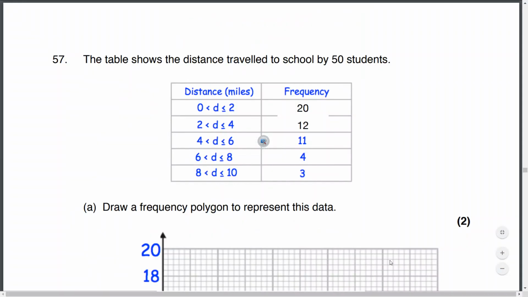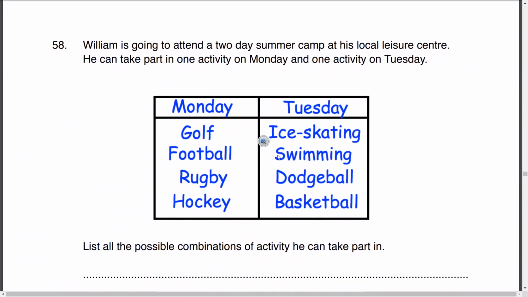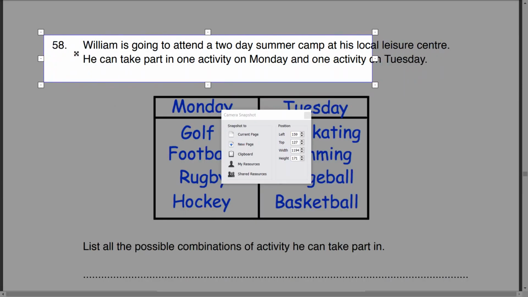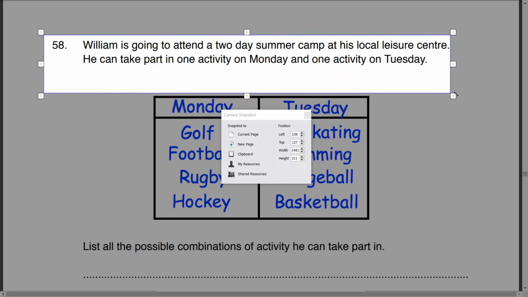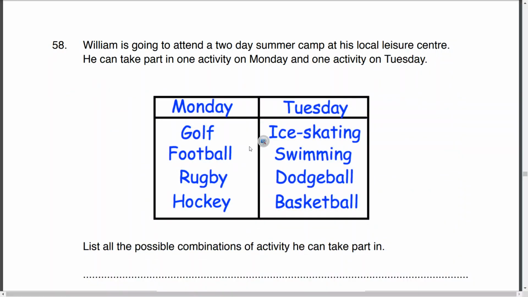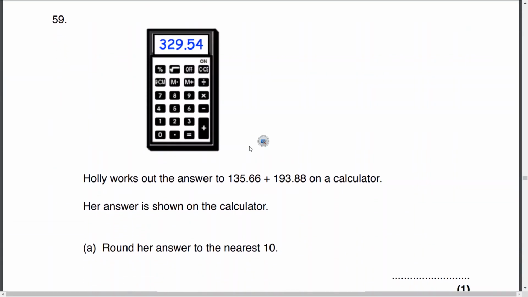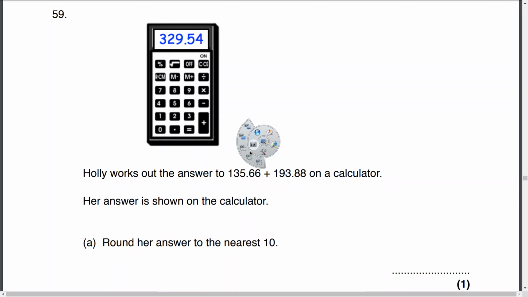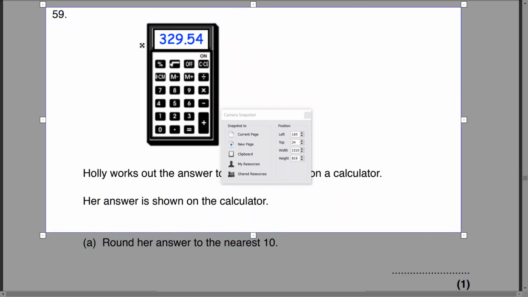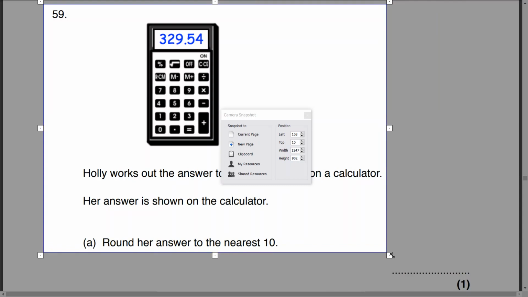Okay, one student is chosen at random. Work out the probability that the student travels more than 6 miles to school. So we've got 6 miles. This actually came up in the exam, and I just got confused by it. Probability is always the amount out of the total.